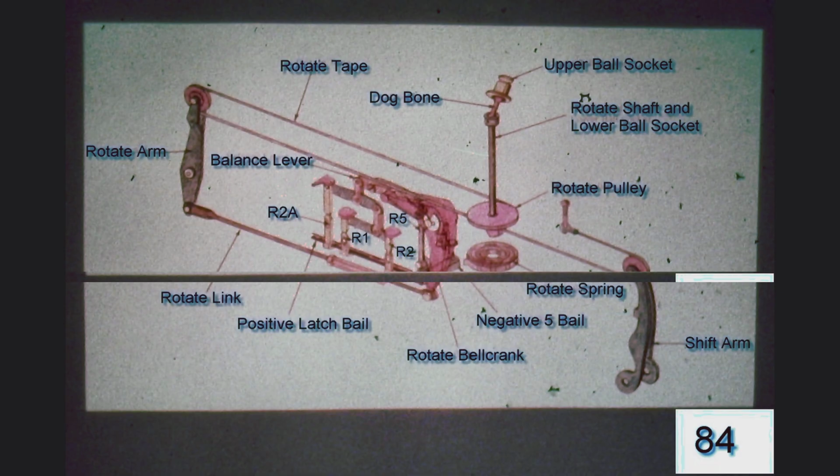Another example, if we wanted a -2 rotation factor for the type element, we would pull the R5 selector latch to release the -5 rotate bail and filter out the R2A selector latch, leaving the R1 and R2 selector latches under the positive rotate bail. The result, -5 + 3 yields -2 rotate increments for the type element.